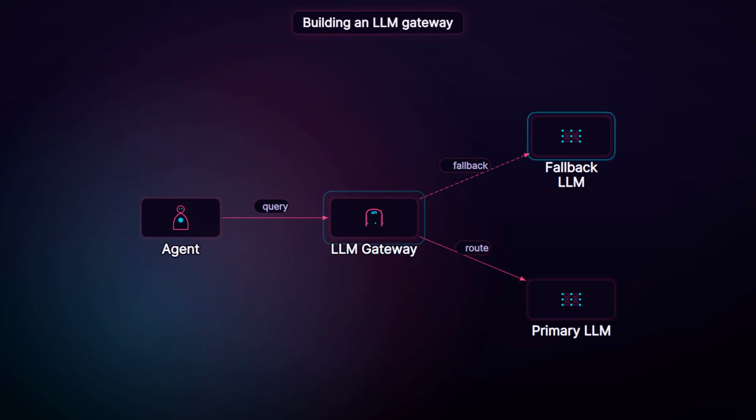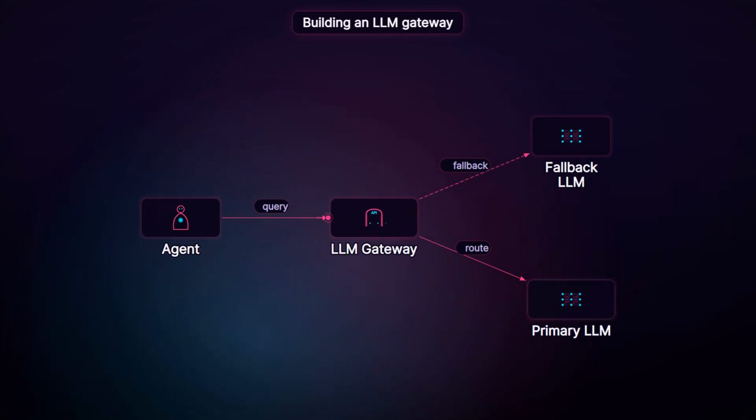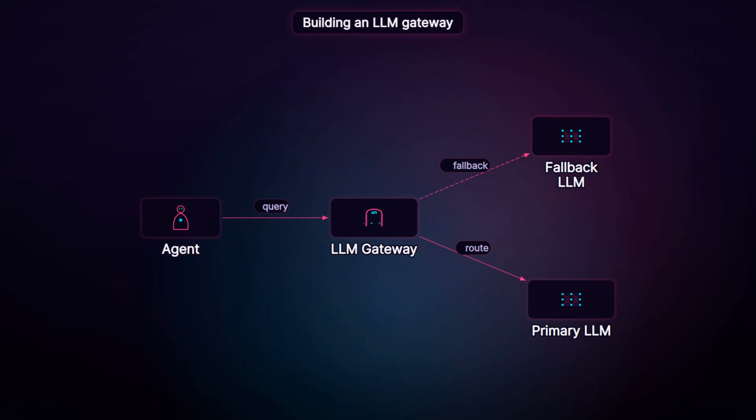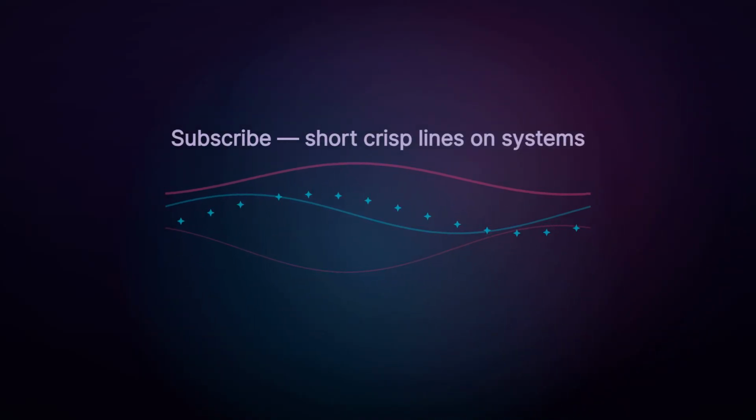You've seen how an LLM gateway handles both success and failure transparently. We started with an agent and added a gateway that routes requests to a primary LLM with the automatic fallback to a secondary model. Inside, the gateway manages tokens and routing logic, much like Kong or Envoy. That's the architecture behind modern LLM gateways. That's how an LLM gateway actually works under the hood.